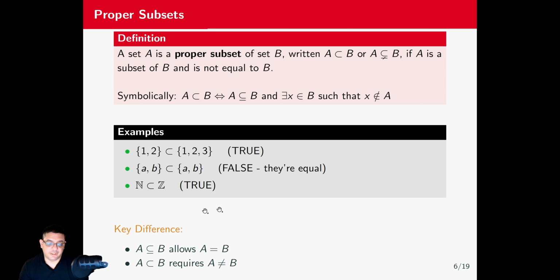The key difference here is that A contained equal to B allows for the possibility that A is equal to B. Well, A a proper subset of B requires that A is different from B. So you're going to have an element that is not part of that.